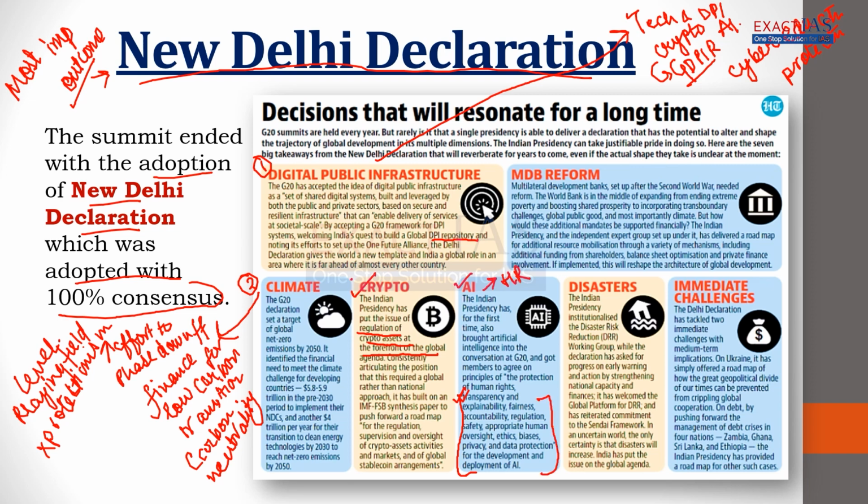इसके अलावा G20 has also focused on reforming the multilateral development banks. Institutions जैसे World Bank and International Monetary Funds must effectively address debt vulnerabilities in developing countries. इसे किया जा सकता है through additional and effective resource mobilization such as additional funding from shareholders या balance sheet optimization या तो फिर private financing these MDBs. G20 nations have also been pushing forward for the management of debt crisis in 4 nations, which are Zambia, Ghana, Sri Lanka, and Ethiopia.